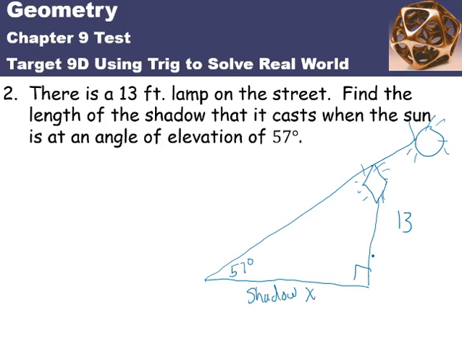So the first thing I have to ask myself when I'm looking for a missing side is if I can use the Pythagorean theorem. Now, I can use the Pythagorean theorem if it's a right triangle, this is, and if I have two sides. The problem is I only have one side. I only have 13. I don't know what this side is or this side, so I can't use the Pythagorean theorem, which means I have to use trig. So, SOHCAHTOA.